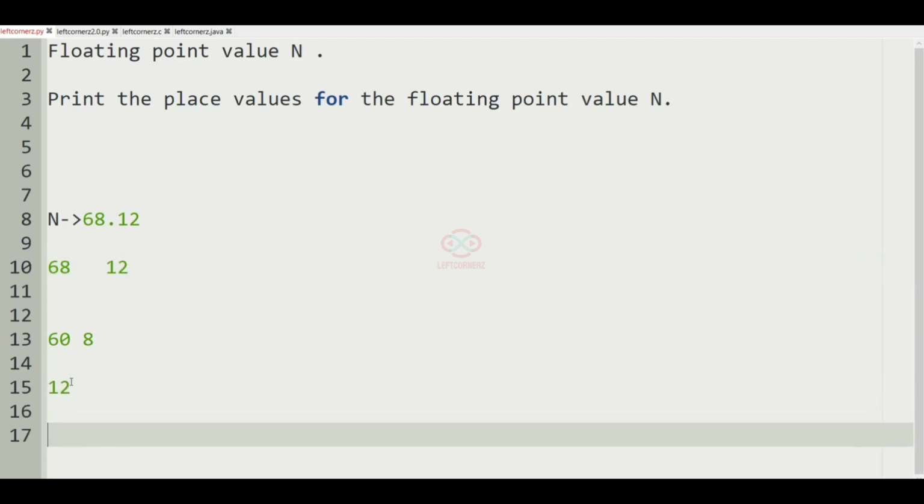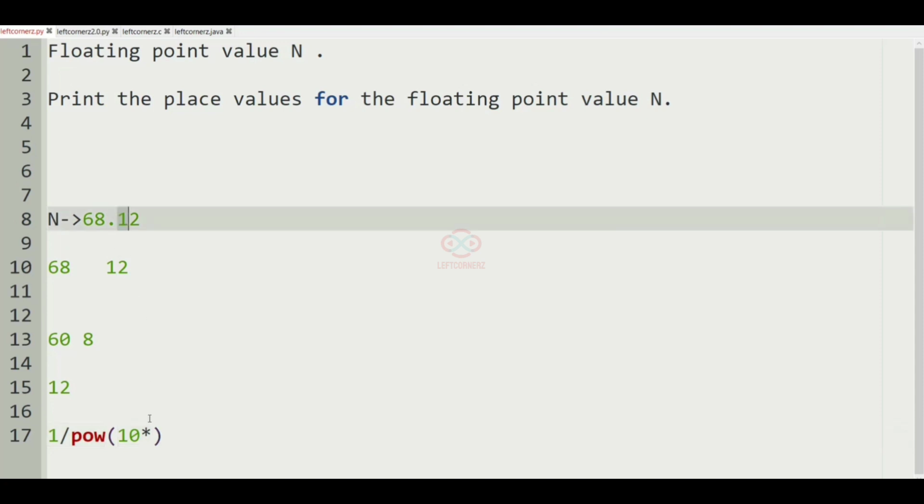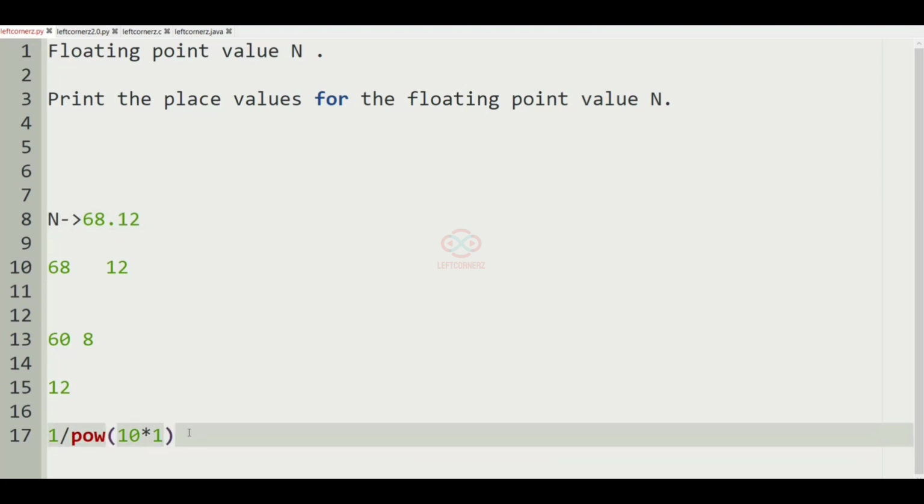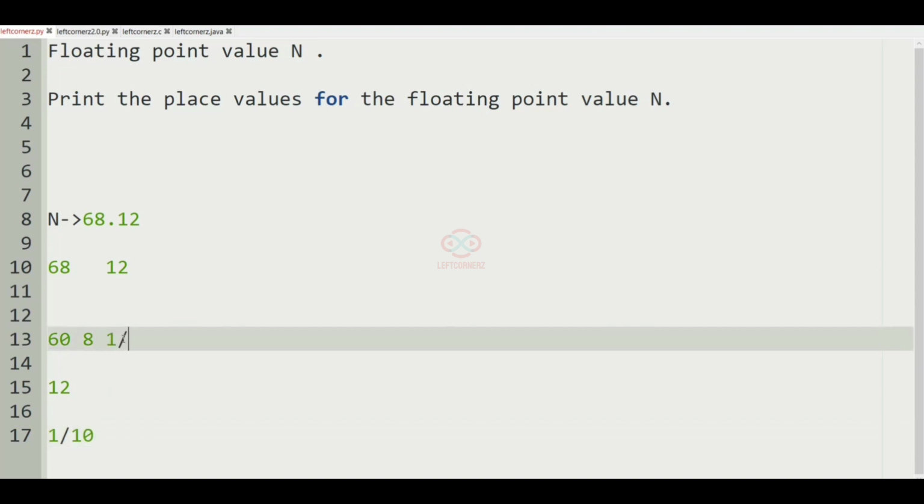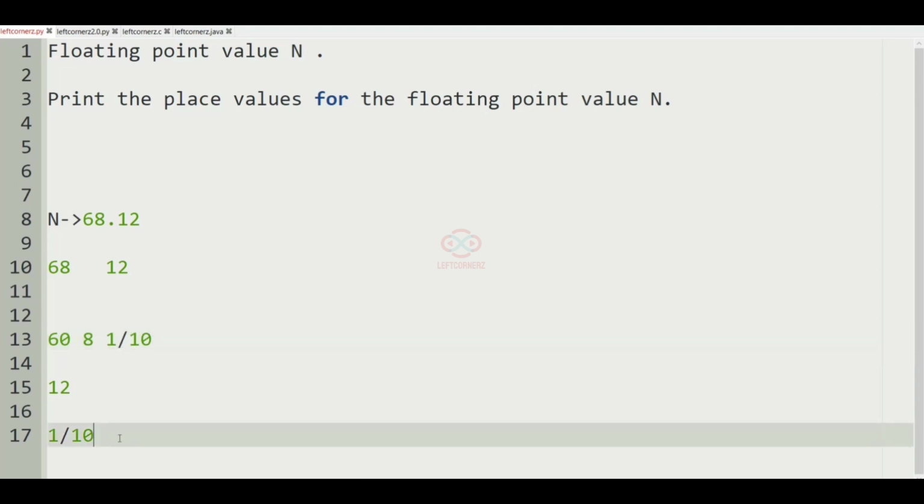When we consider 12, 1 is in the first position. For that we can divide by 10 to the power of 1, that is the position. So this will give us 10, and we can write it as 1 by 10. And then for 2, it is in the next position, that is the second position.